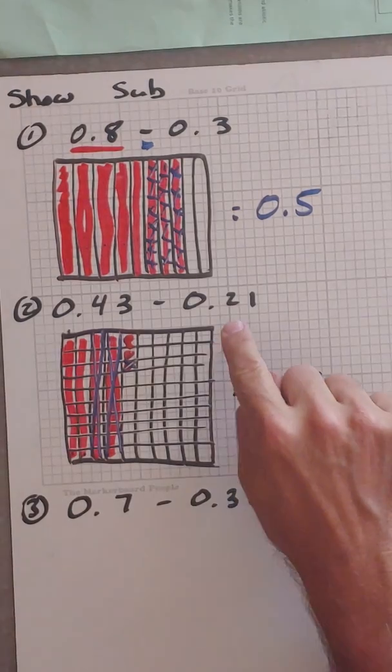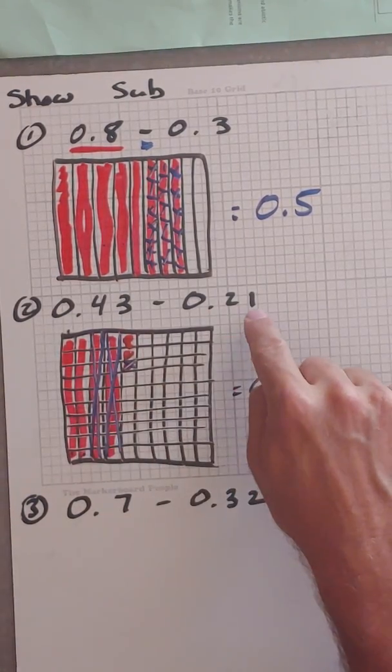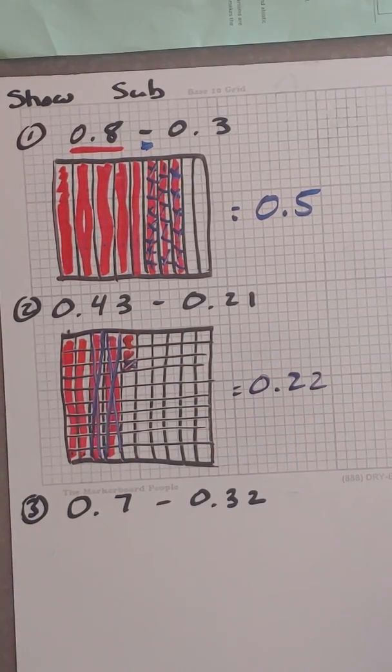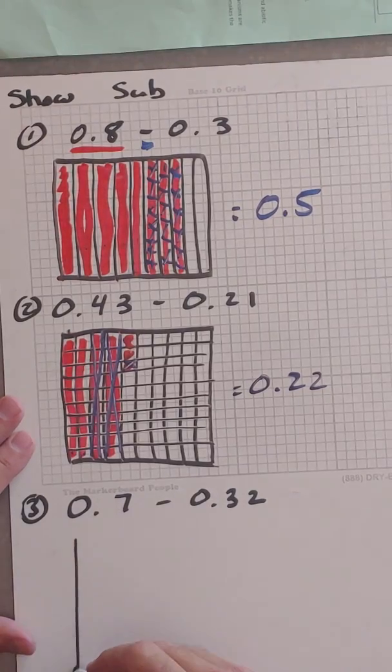So that way I showed that I took away all 2 of these tenths by taking away those long ones there, and then 1 of these hundredths by taking away that little one there. All right, and then the last type down here at the bottom is when we have tenths in one and hundredths in the other.